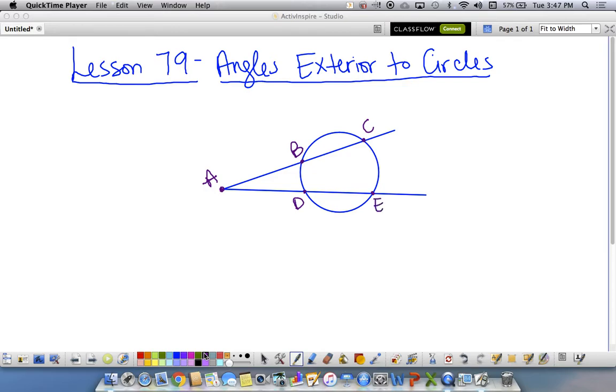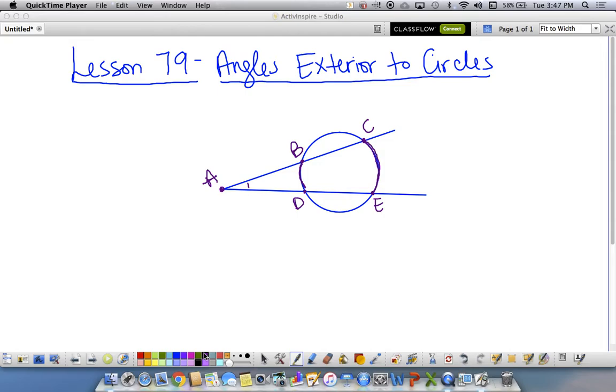So the measure of an angle whose vertex is outside, so this measure of angle A, or they put a little 1 there, angle 1, is equal to half the difference of the intercepted arcs. Now, we've seen something like this before. This one is a little different because we are subtracting, not adding. And we have to subtract the bigger arc minus the smaller arc. Those are our two intercepted arcs.